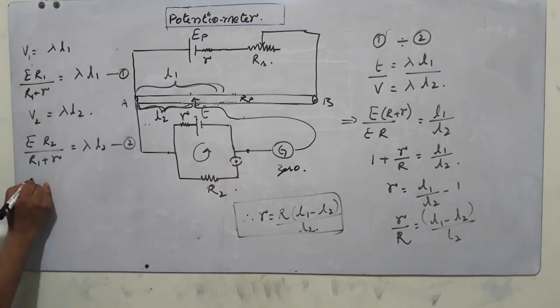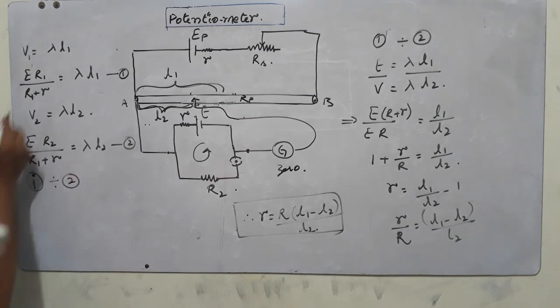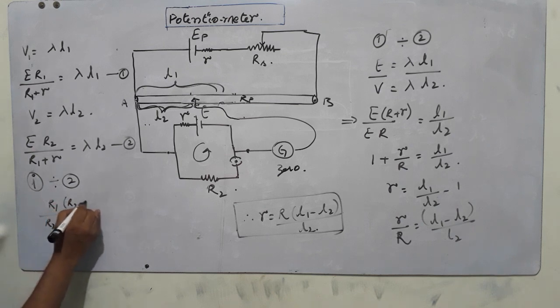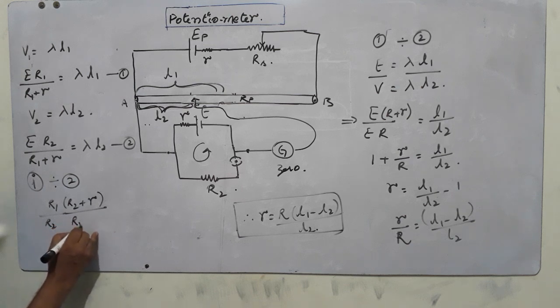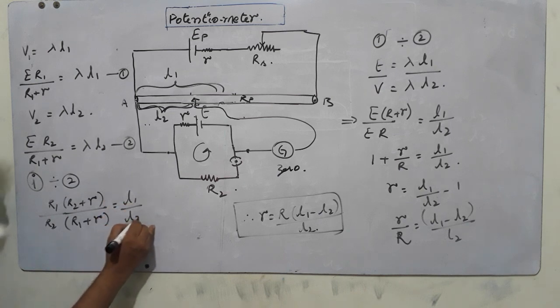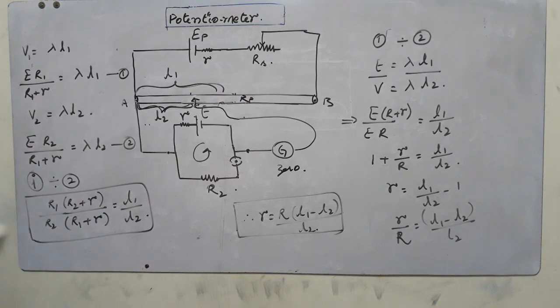And now I am dividing the first equation by equation 2, so that E gets cancelled. R1 by R2 into R2 plus r by R1 plus r is equal to L1 by L2. This is one of the most important applications of this potentiometer.